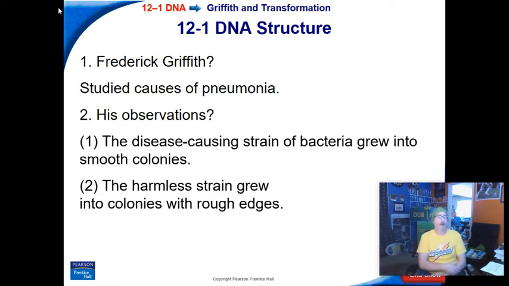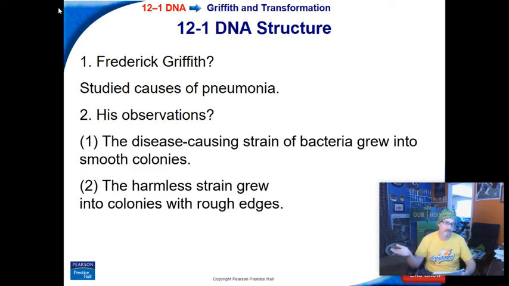Okay, starting off, Frederick Griffith was a scientist, and he studied the disease of pneumonia. What he was doing is he had 4 experiments. He had a disease-causing strain of bacteria that were referred to as smooth.